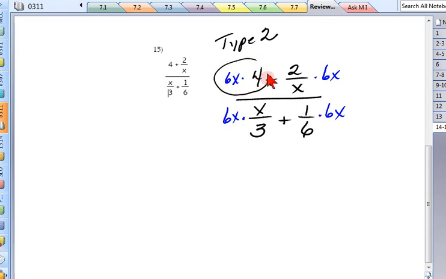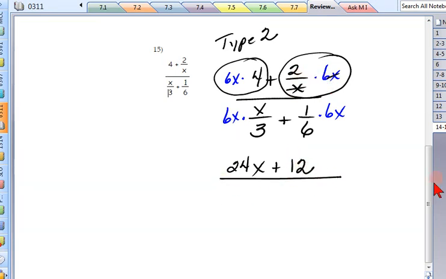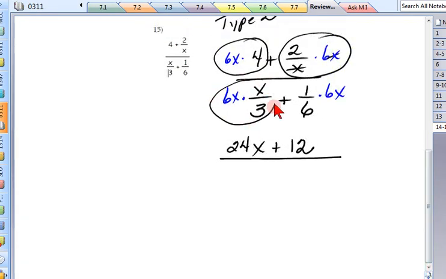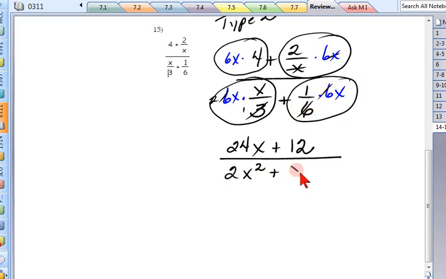Okay, first little product, 6x times 4, 24x, plus, what do I do with this next one? The x's divide out, and I have 2 times 6, which is 12, over, next one, 3 goes in there once, 3 goes in there 2 times. I have 2 times x, which is 2x squared. And the last one, the 6's divide out, and I have plus x.